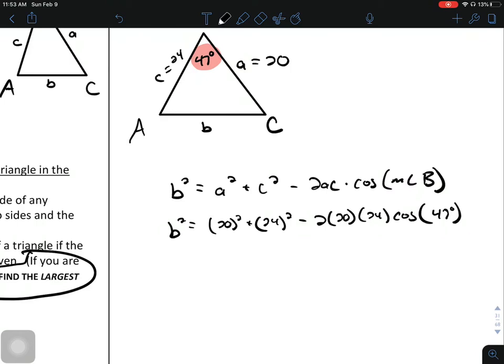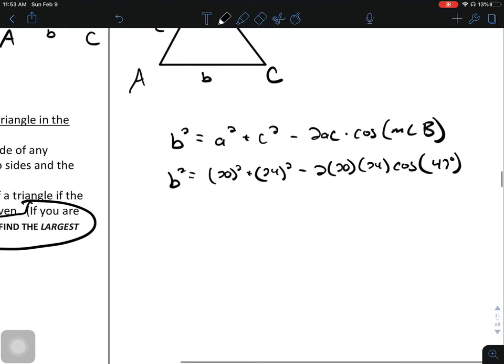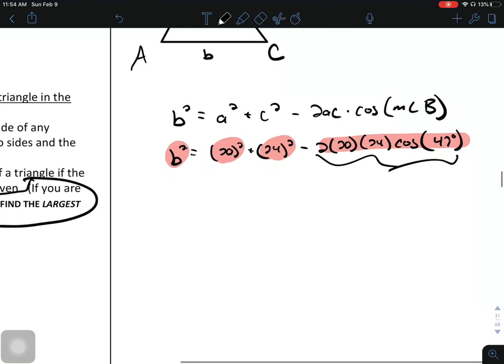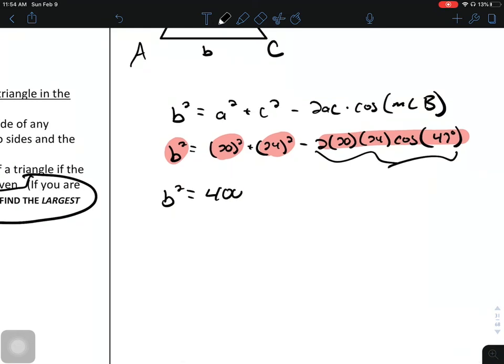Before we continue, let's discuss how many terms are there in this equation. There's 1, 2, 3, 4. This monster right here is all one term. Now, why is that relevant? Let me show you why. 20 squared is 400. 24 squared is 576. I used a calculator for that. 2 times 20 times 24 is 960. I also used a calculator for that.